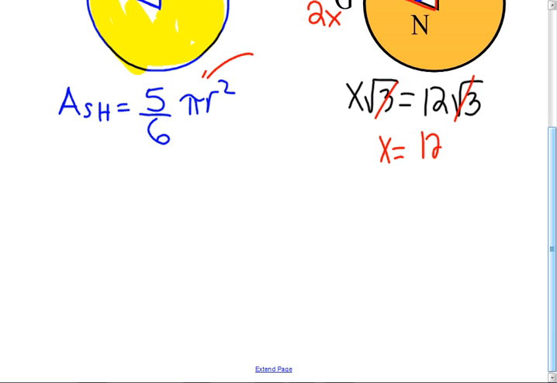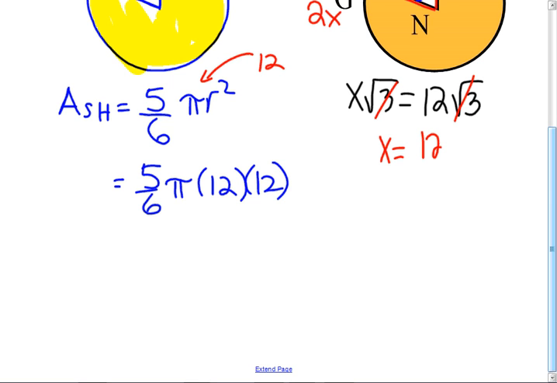Now, I don't have my calculator handy, but I can do this without a calculator, and you can too. It's 5/6 pi, and then it's 12 times 12. I know that's 144, but I don't know how many times 6 goes into 144, quite honestly. But I do know how many times 6 goes into 12. So I'm showing you a little number sense here. 6 goes into 6 once, goes into 12 twice. The order in which I multiply is not important.